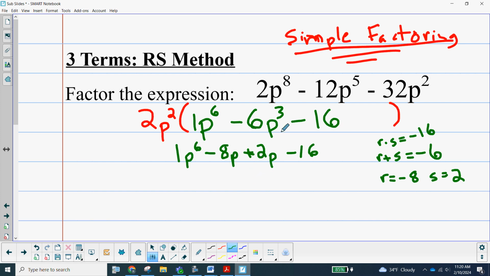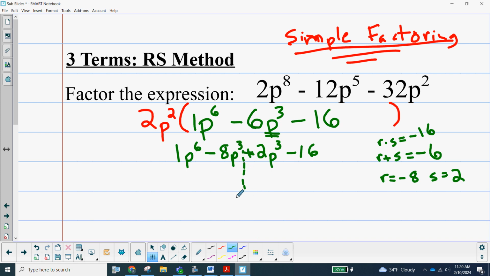Well, my mistake is that we want these to combine to a p cubed, right? And I just have p's right now. Negative 8p plus 2p would just be negative 6p. In order to get them to combine to a p cubed, we need to keep those as p cubed. So whatever that middle term is, whatever that exponent is, whatever that variable is, keep it exactly as it is with the exponent.